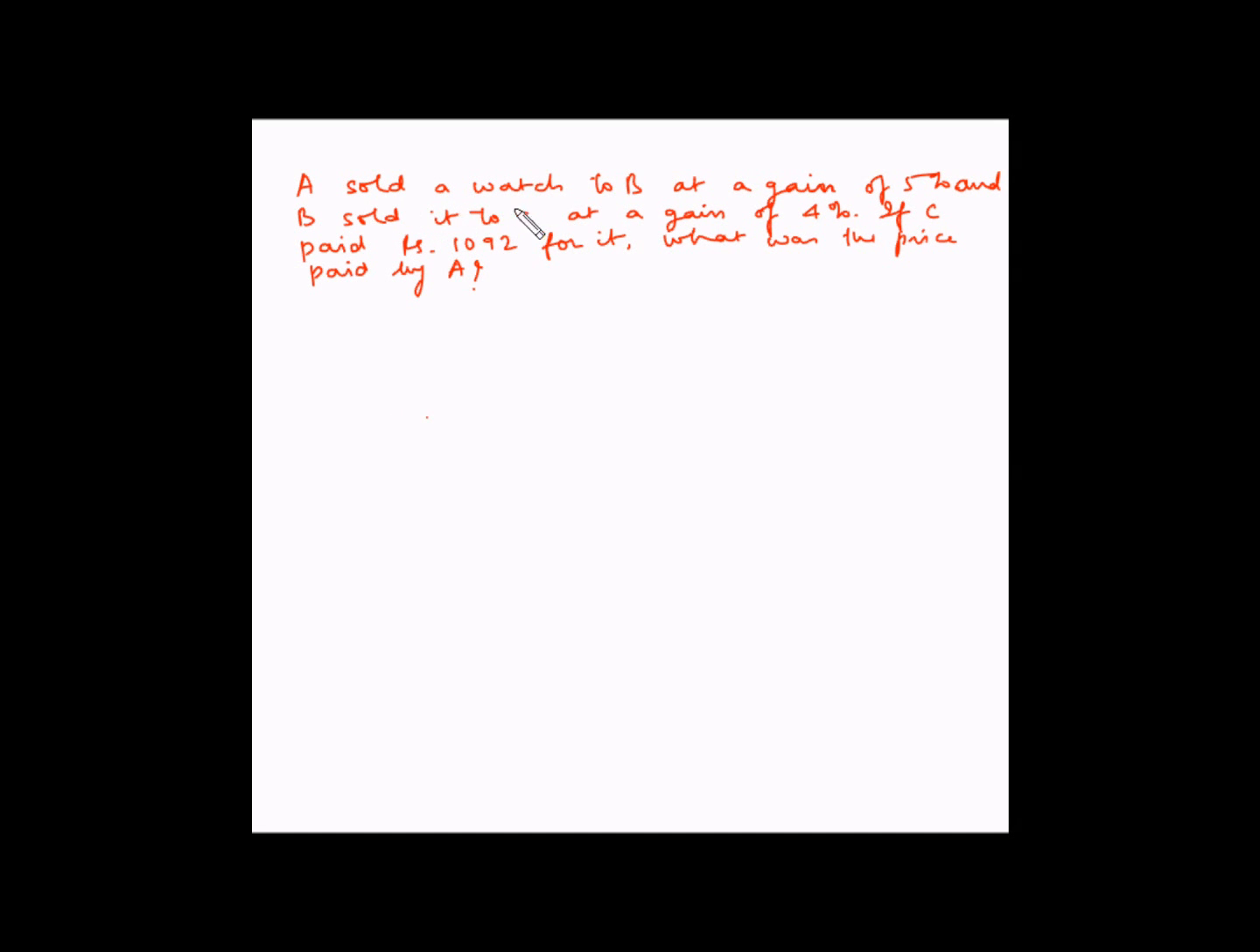A sold a watch to B at a gain of 5% and B sold it to C at a gain of 4%. If C paid rupees 1092 for it, what was the price paid by A?